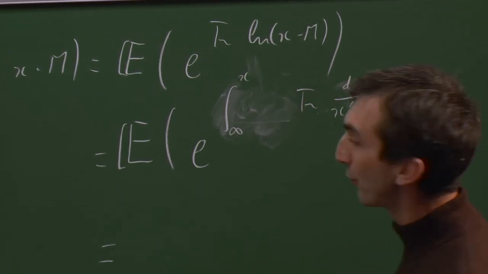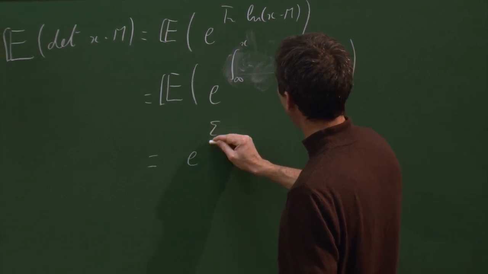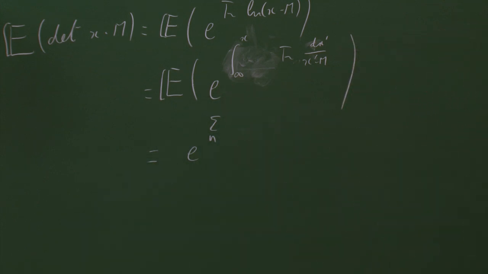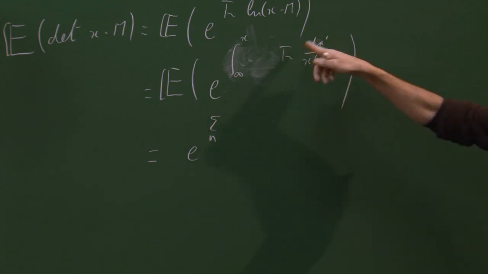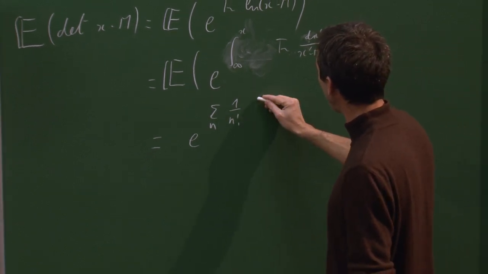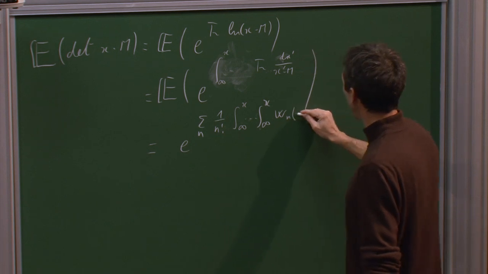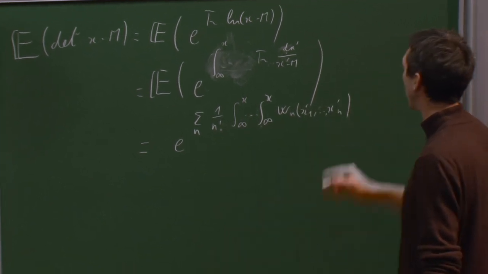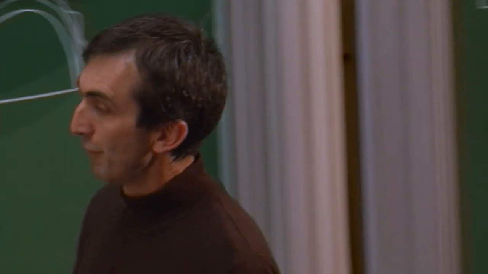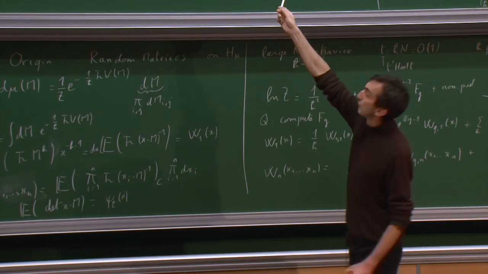And if you think about what the cumulant means, exactly, this is exponential sum over n of... what you should do is expand the exponential into a sum of 1 over k factorial, and you will have k terms like that. And the cumulant is that this is exactly the sum over n of 1 over n factorial, integral from infinity to x of this W_n of x'_1, ..., x'_n. So it's just to show you that indeed the expectation value of orthogonal polynomials is given by such a formula.